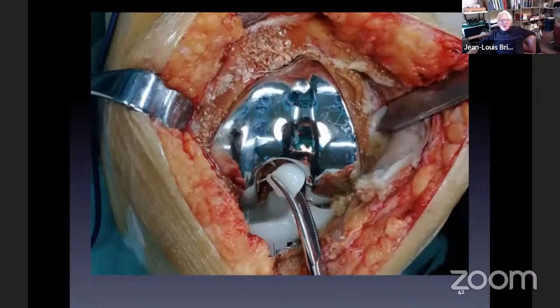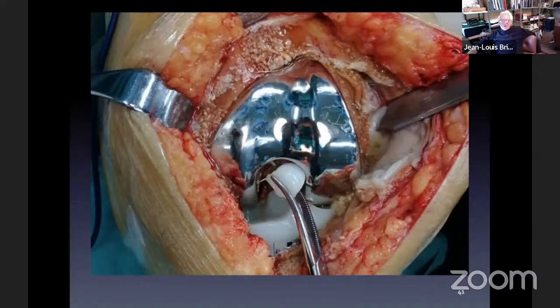Well, now you have the late complications. You can have a post which is fractured, or you can have bone loosening, or you can have elongated soft tissue.